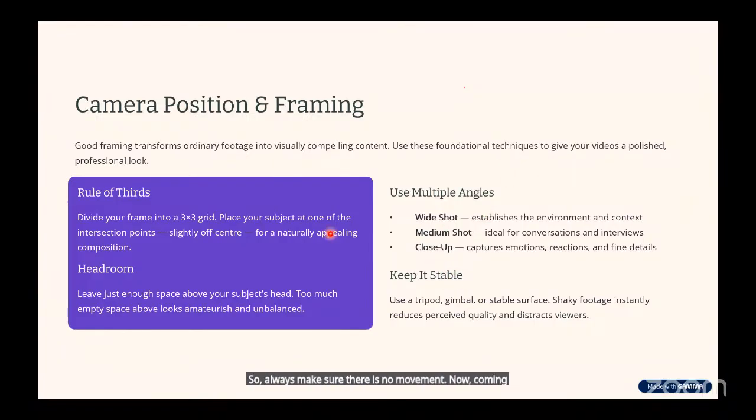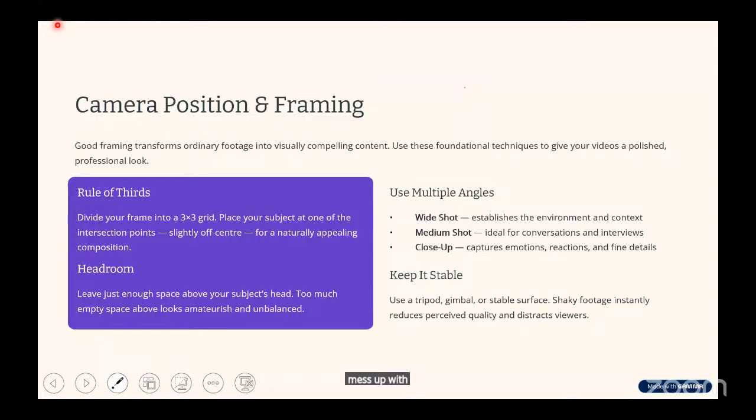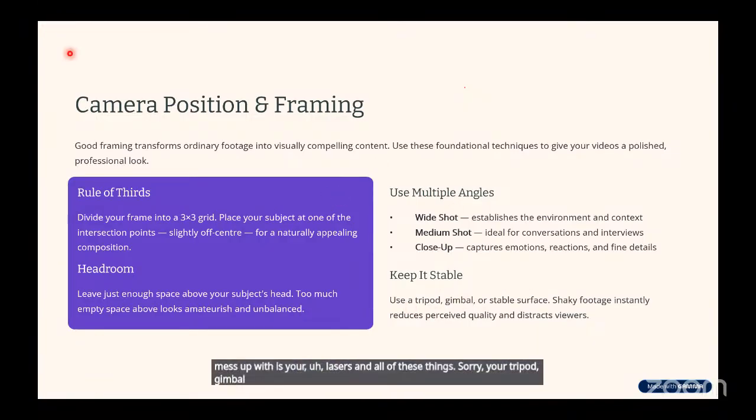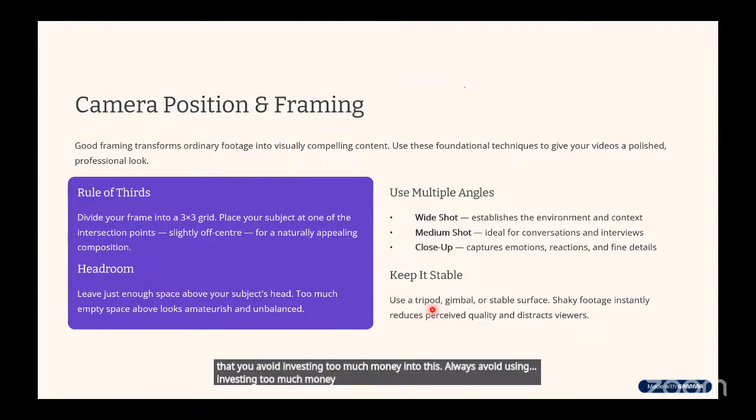Now, coming to one thing which maximum people mess up with: your tripod, gimbal, and your stable surfaces. Always make sure that you avoid investing too much money into this. Always avoid investing too much money. A decent tripod on Amazon comes for 1,500.